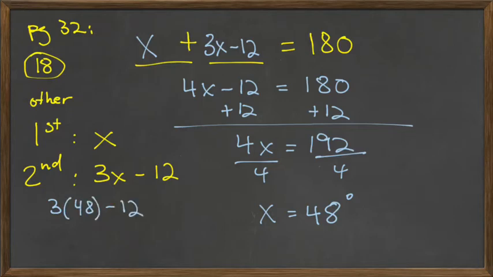3 times 48, 144, minus 12, 132, right? 132 plus 48 indeed is 180 degrees. You can check yourself by adding the two angles here.